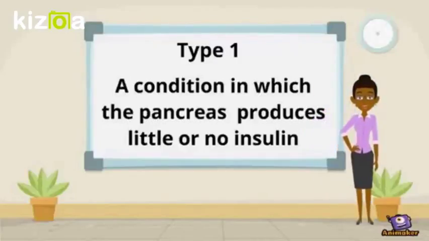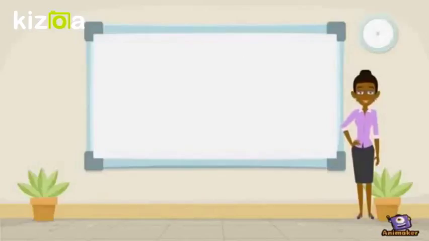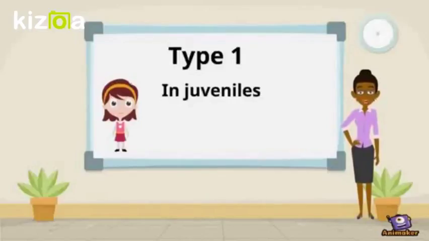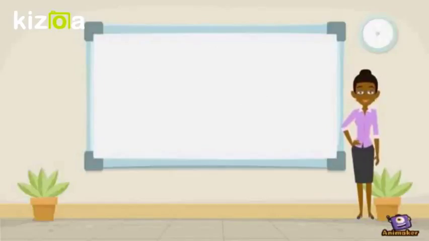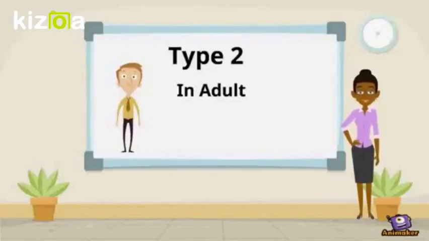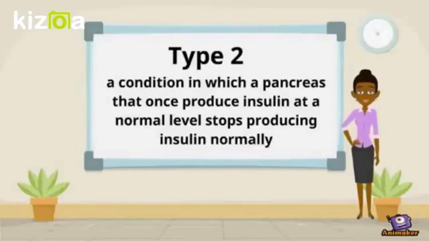Starting off with type 1 diabetes, this is the condition in which the pancreas produces little or no insulin. When it comes to type 1 diabetes, you'll most likely be born with it, though it can show up later, sometimes due to prior illness. Unlike type 1 diabetes, type 2 diabetes is mostly found in adults. Type 2 diabetes is when a body that once produced enough insulin stops producing a normal amount.